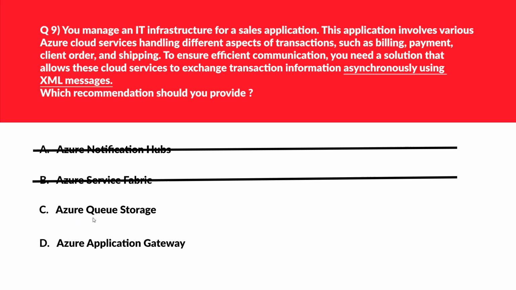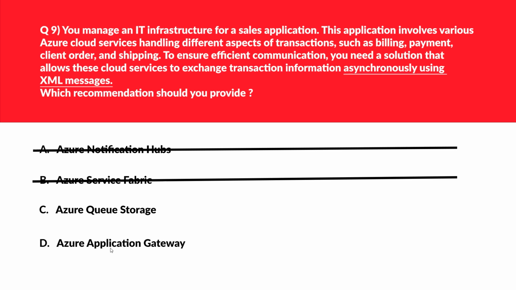C says Azure Queue Storage. Azure Queue Storage delivers asynchronous messaging between application components. It's ideal for scenarios where we need to decouple different parts of an application and ensure reliable message delivery. This can be the potential answer. Let's park this. Let's move to option D.